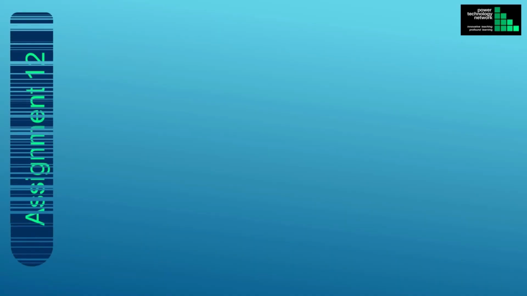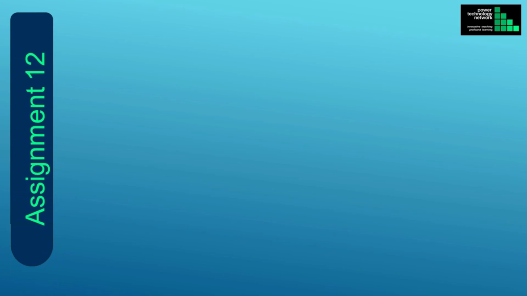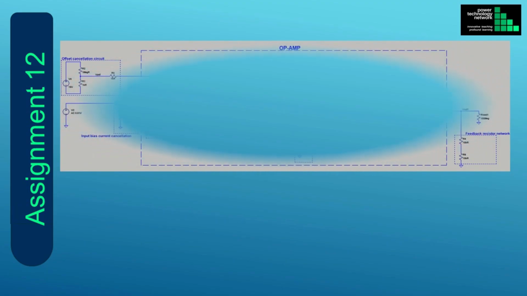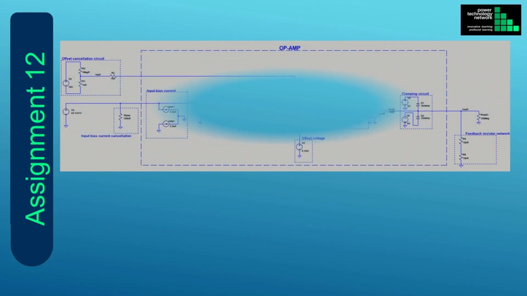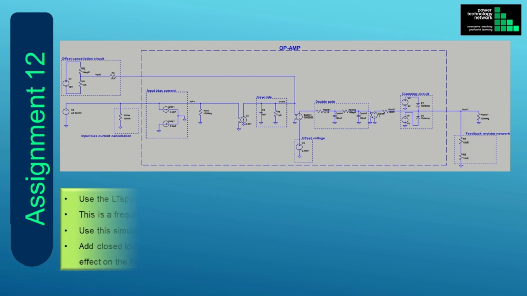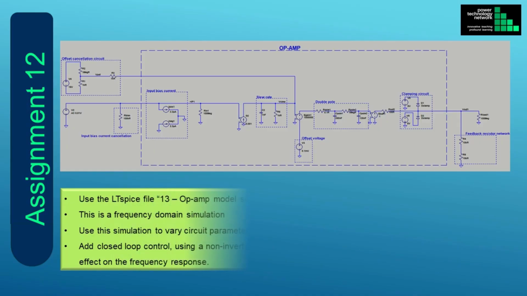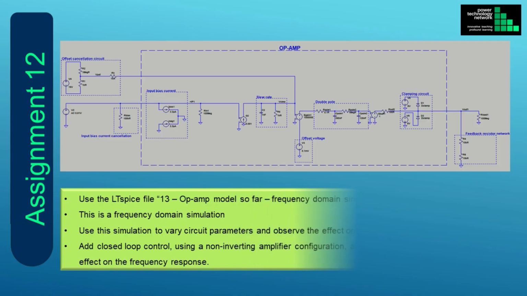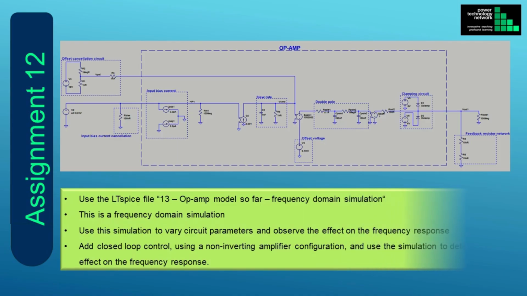This is the schematic from the previous slide. It is the ideal op-amp model with the various imperfections that we covered so far, added. The LT-SPICE simulation file name is shown in the slide. It is a frequency domain simulation. Use this simulation to vary circuit parameters and observe the effect on the frequency response. Add closed-loop control, using a non-inverting amplifier configuration, and use the simulation to determine the effect on the frequency response.